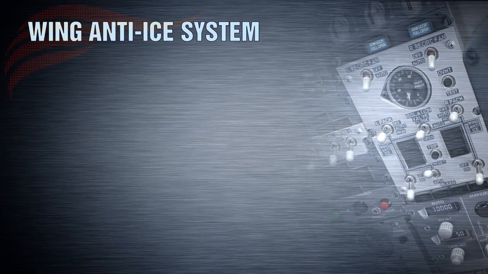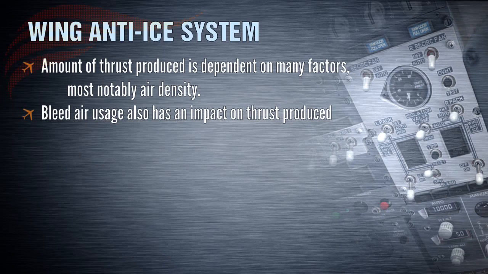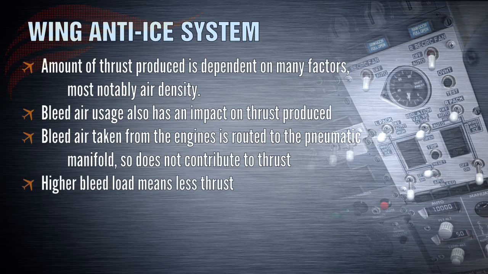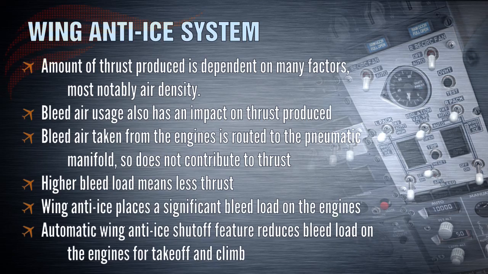The amount of thrust produced by an engine on takeoff is dependent on many factors, most notably outside air temperature and altitude. The amount of bleed air taken from the engines also plays a large part, however. Bleed air taken from the engines is routed into the pneumatic manifold and thus does not contribute to the production of thrust. When thrust is set for takeoff, it is set to a reference N1, and for a given N1 setting, the more bleed load placed on the engine, the less thrust is produced. Wing anti-ice draws a considerable bleed air penalty, so the automatic shutoff feature reduces bleed loads on the engines, conserving thrust for takeoff and climb.